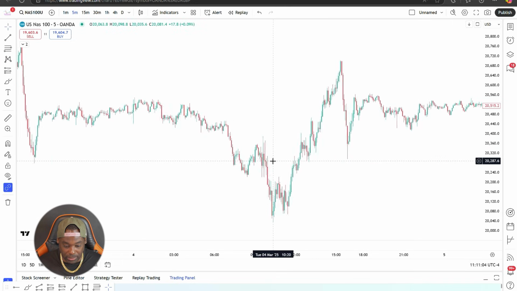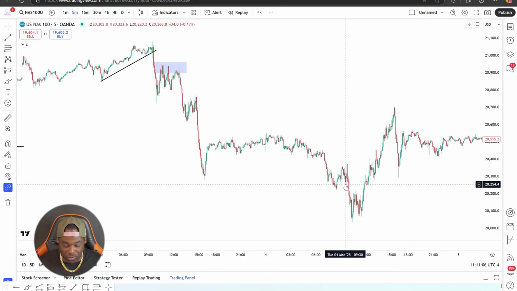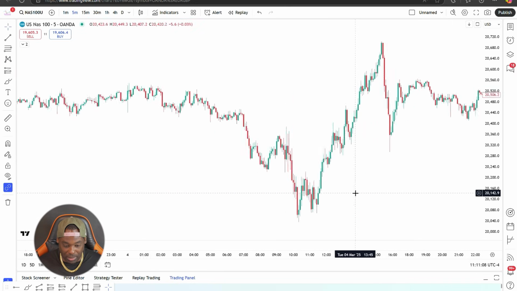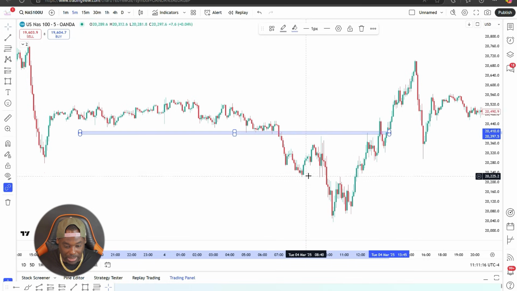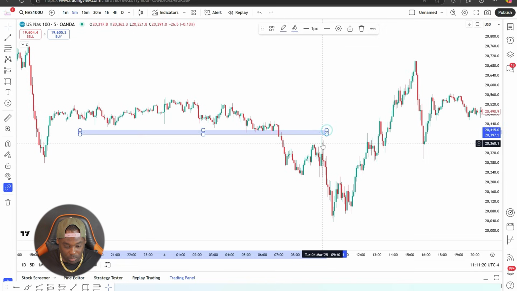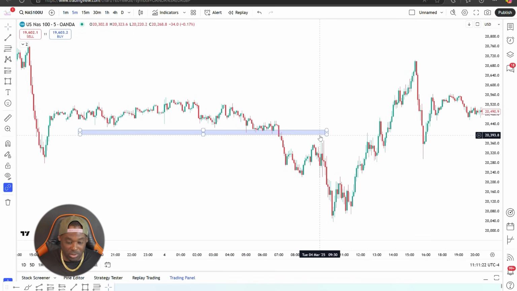Okay, so right here, the market is trending down, and guess what? First we have this horizontal break. So we have this horizontal break right here. This would be an area where you will look to go short once it pulls back to this area right here. So this is a horizontal.